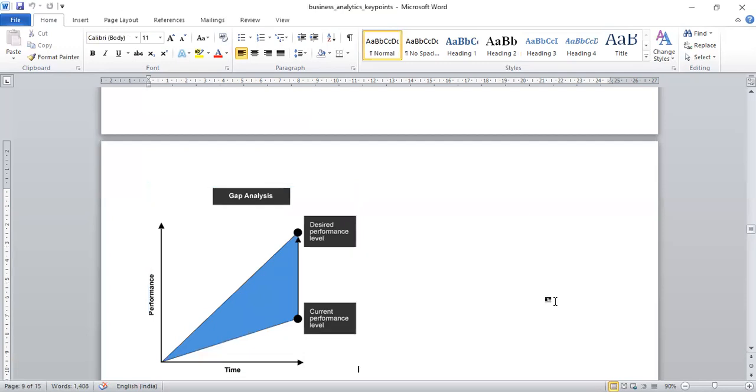In gap analysis, this is your current performance level and this is your desired performance level. This is time on the x-axis and performance on the y-axis respectively. If we know that the distance between the desired performance level and the current performance level is quantified measurably, that is, there is a reasonable distance which needs to be taken into consideration, then obviously we will do business modeling. Whatever your current state is needs to be promoted to the future state.